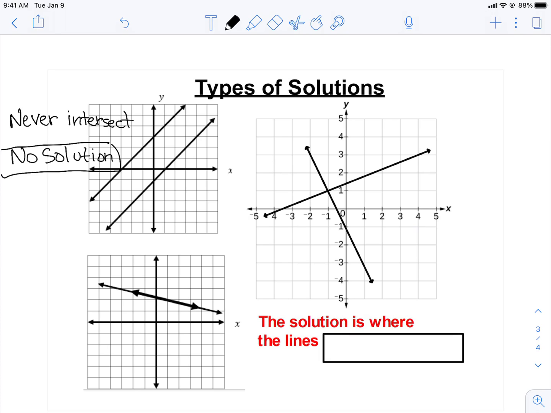Looking at the next one, these intersect at one point. So one point of intersection. It's just going to have one solution, and it's whatever that point is. So (-1, 1).